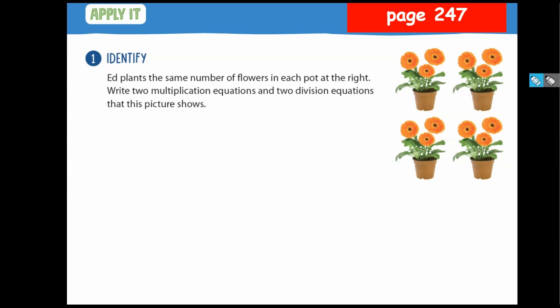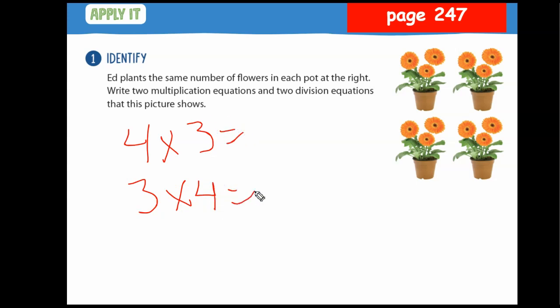So let's start with the multiplication one. Okay. How many pots do I have? 4. Times how many in each pot? 3. And then my other multiplication is going to be 3 times 4. Okay. Well, how many flowers altogether? 12. See? 1, 2, 3, 4, 5, 6, 7, 8, 9, 10, 11, 12. Okay, and obviously 3 times 4 is 12. Now, what would be my division equation? Remember, I got to use the same 3 numbers.